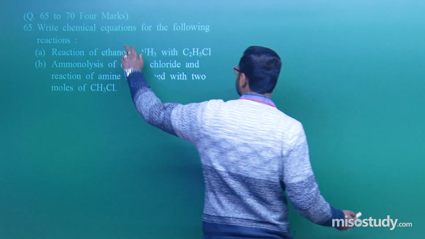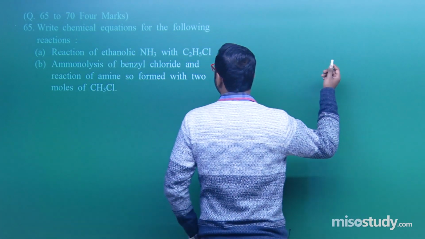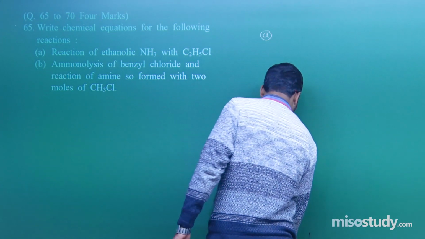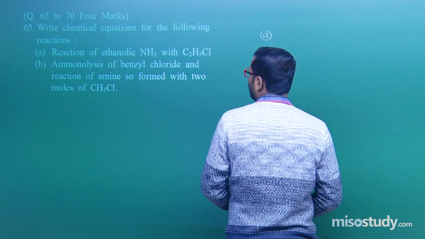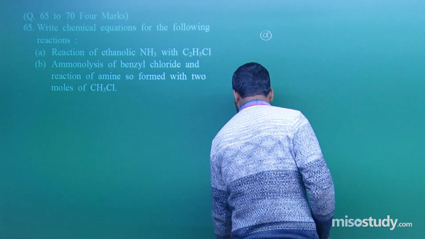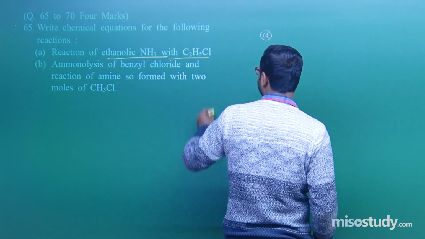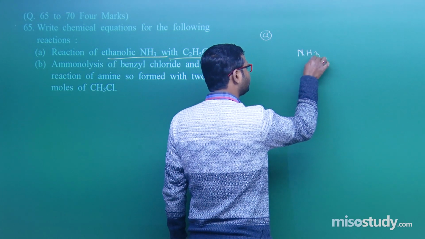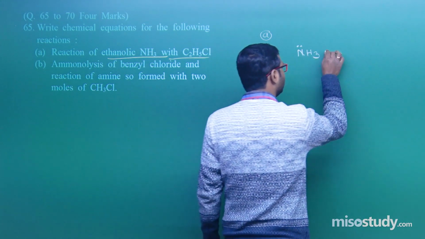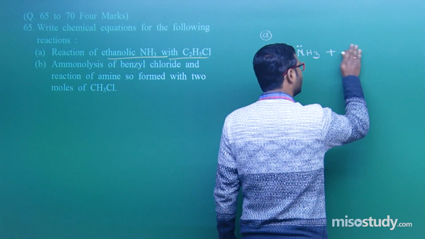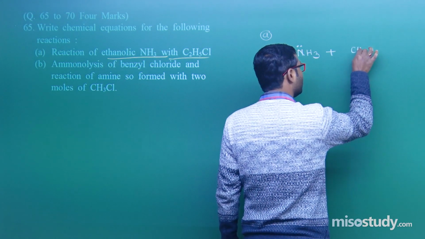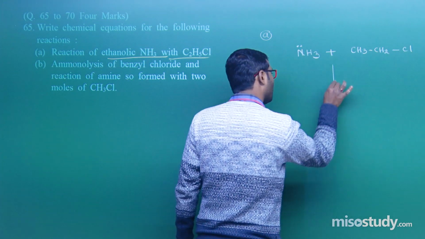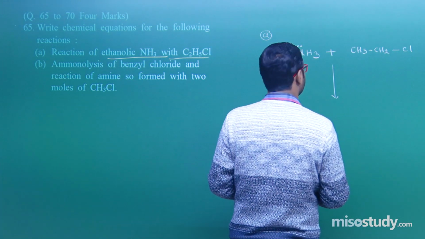Read the question carefully. What is given? Write the chemical equation for the following reaction. What is given here? The reaction of ethanolic NH3 with C2H5Cl. This can be written like this: CH3 CH2 Cl. Okay, now what will happen?